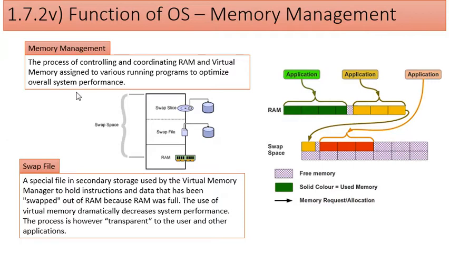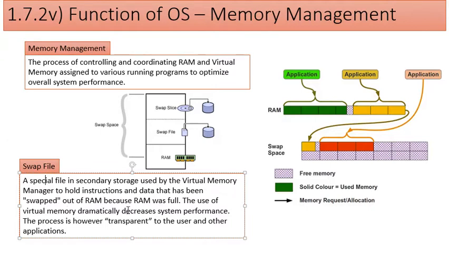Right, we now move on to the memory management part of the operating system functionality. Memory management is the process of controlling and coordinating RAM and virtual memory, assigning it to various running programs to optimize the overall system performance. And this is done, as we've learned already, by using a swap file or swap area. So this is a special file in secondary storage used by the virtual memory manager to hold instructions and data that have been swapped out of RAM because RAM was full.